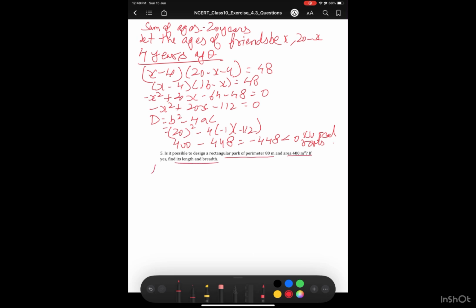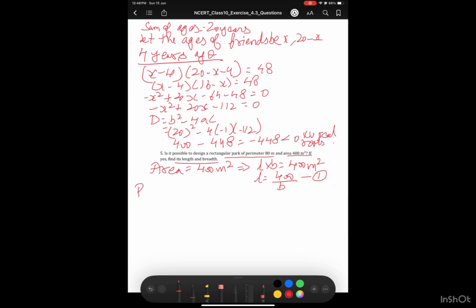The perimeter is 80, area is 400, we have to find out length and breadth. Since area is 400 meters square, formula for area is length into breadth is equal to 400. So I can say length is equal to 400 upon breadth. Breadth was multiplied over here. If I've taken to other side, it is divided.